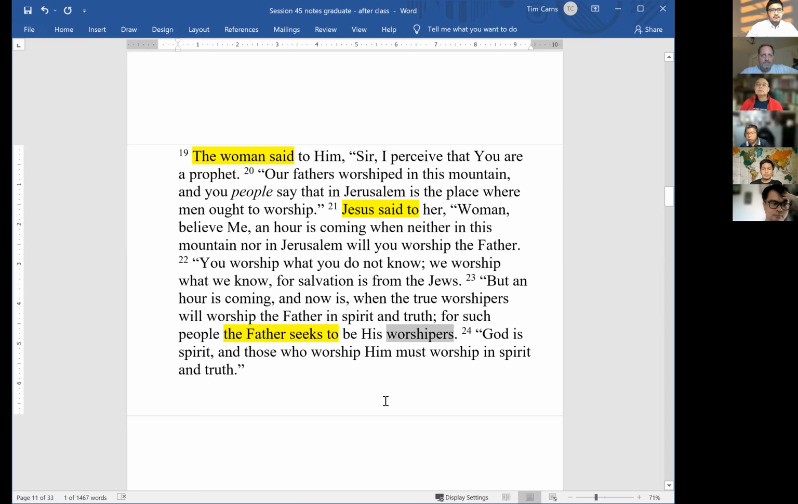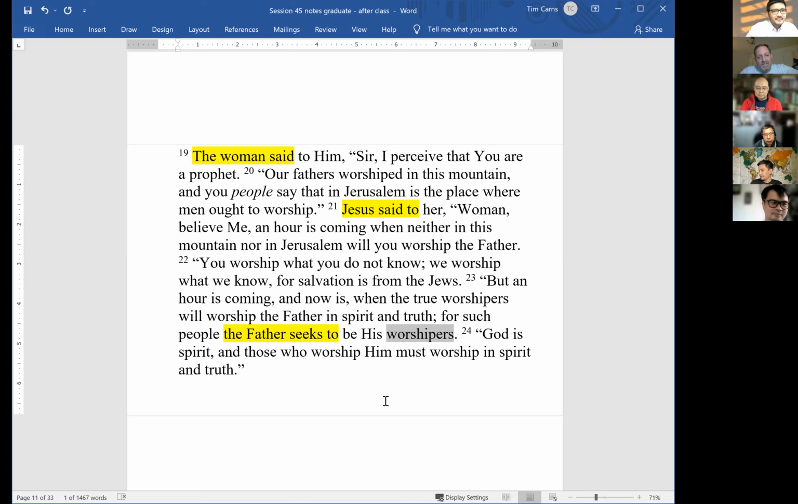Sir? Yeah. Are women more worshipers than men then? Maybe that's why. Makes you wonder. Yeah, again, why Jesus said this.